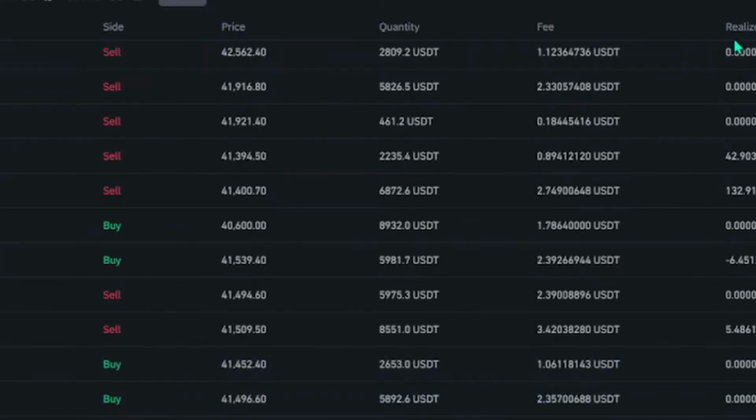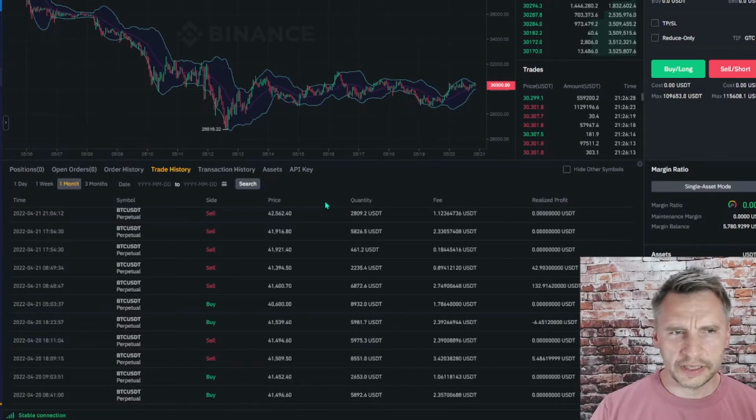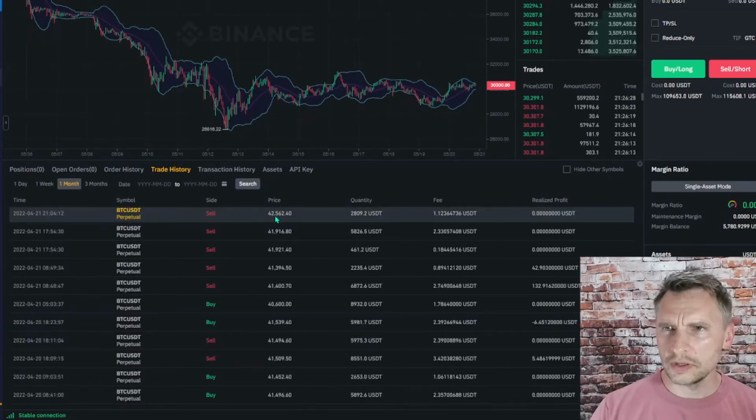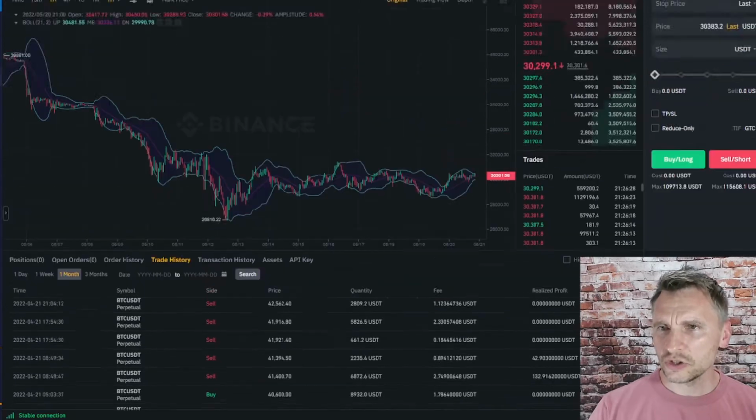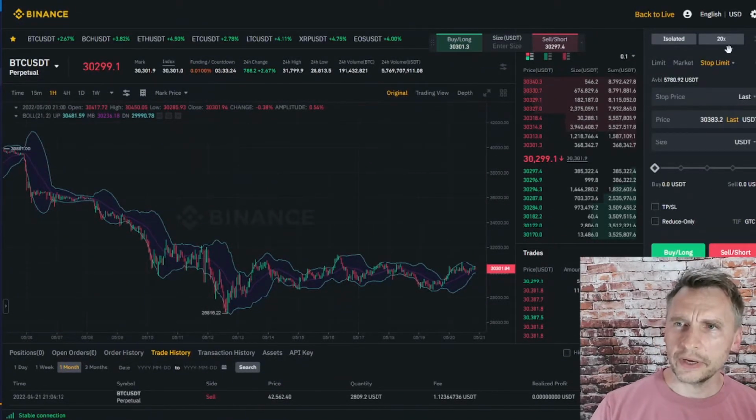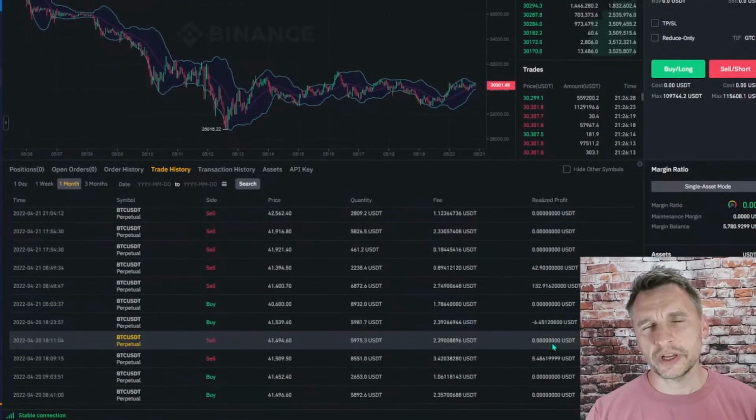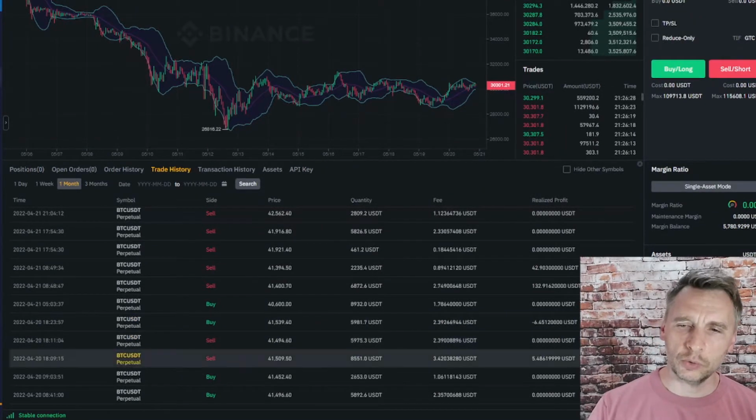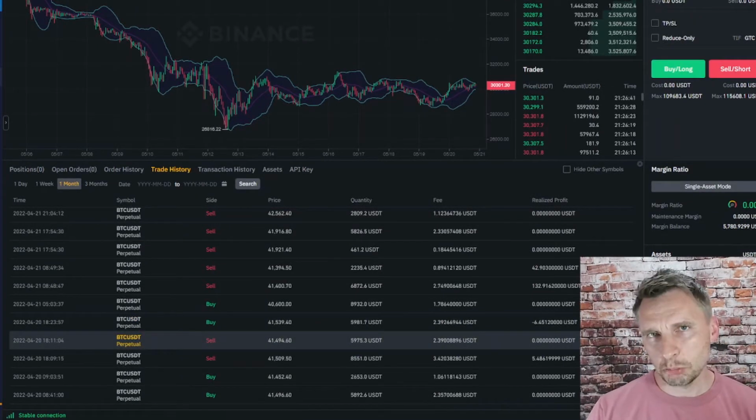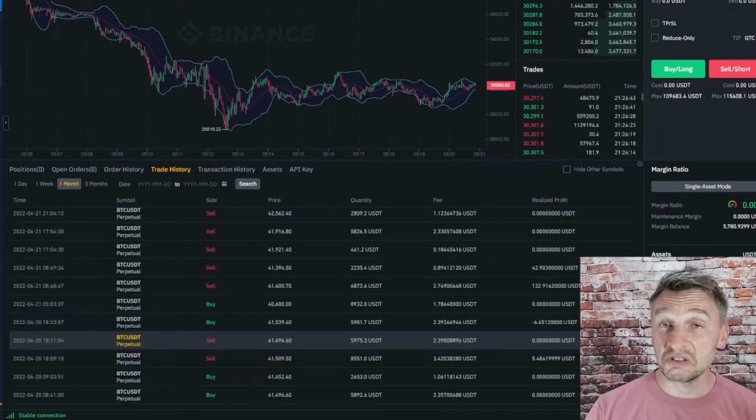So if you look over here, realized profit, there are fees, there's the quantity of open trades. It doesn't show the leverage that's been used, but I usually trade on a 20x leverage. Some people trade at higher leverages, some people trade at lower leverages, but since this is a mock trading account, you can do whatever you want.